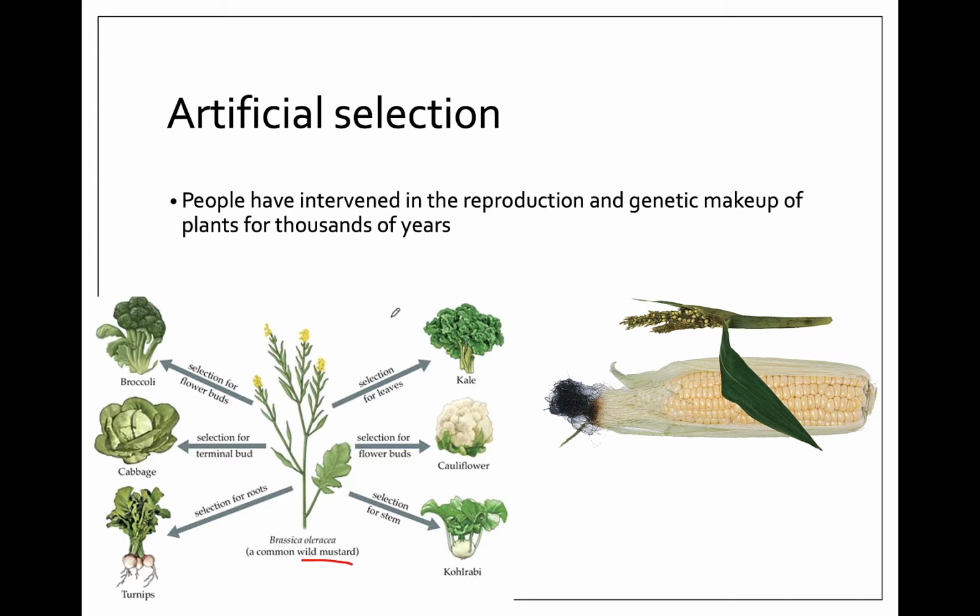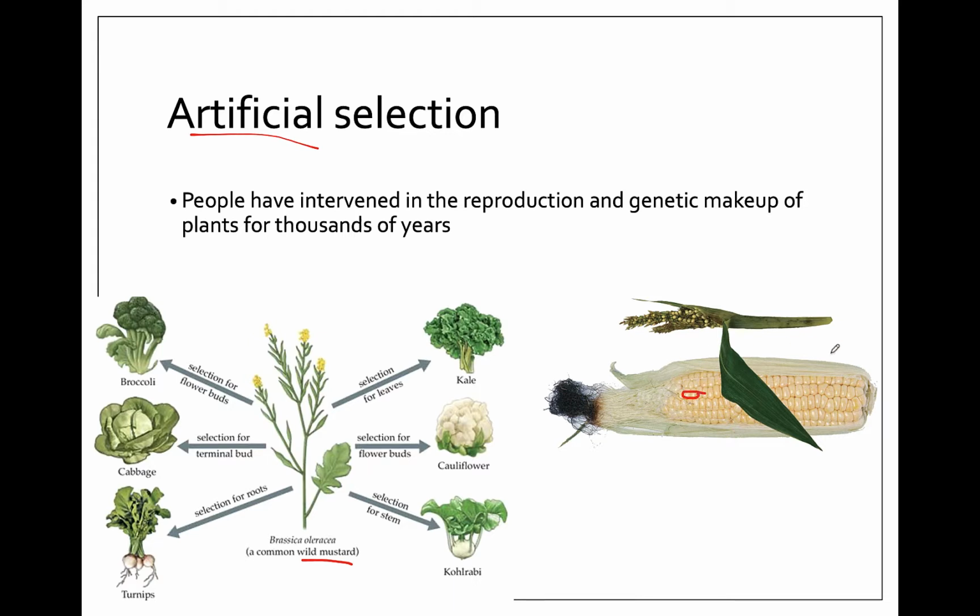And this just happens over thousands of years of people choosing a single characteristic to breed. And it's only called artificial. So this is natural selection, but it's called artificial because humans did it, because it didn't happen without the interaction with humans.